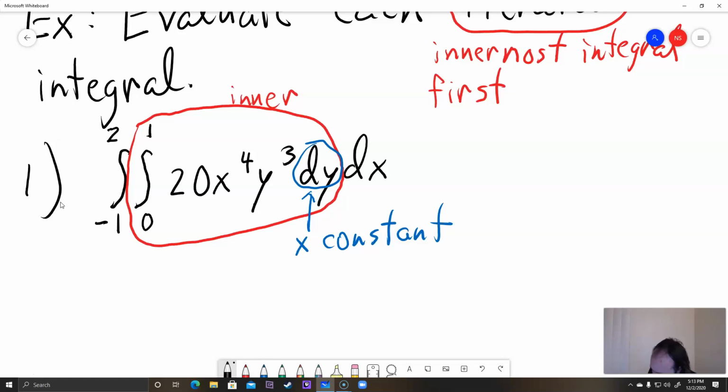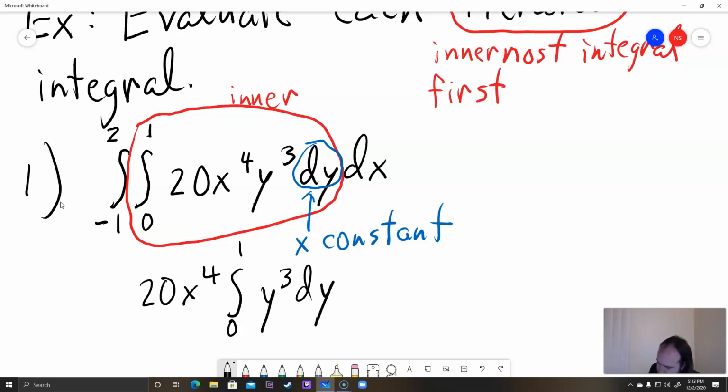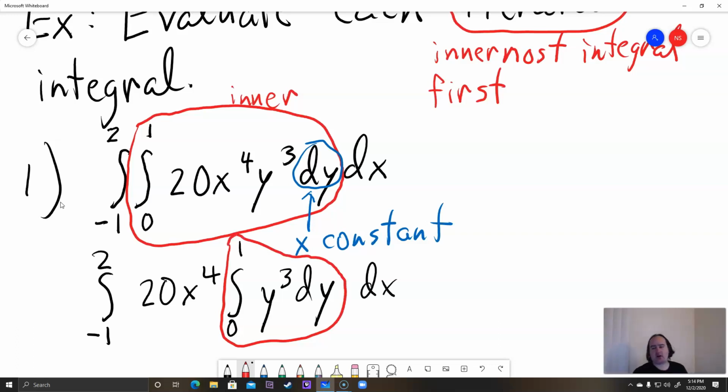I can just factor out the 20x to the 4th. Then our inner integral is just the integral from 0 to 1 of y cubed dy. Of course we have our outer integral, which we're not doing anything with yet, that's -1 to 2 dx. Now I'm going to do this inner integral. I factored out the constants, so the only part I have to integrate is the part that involves y.